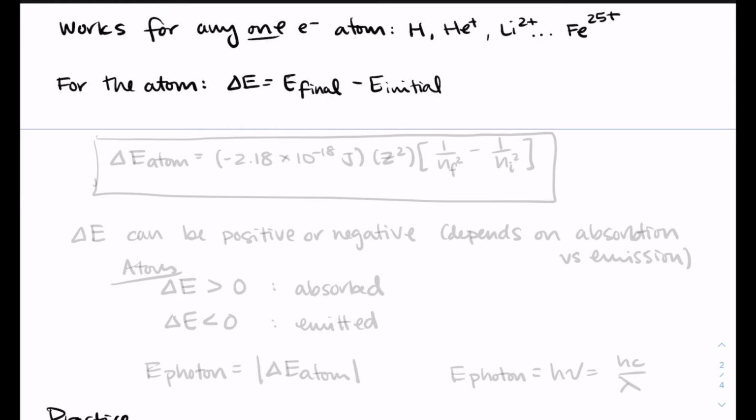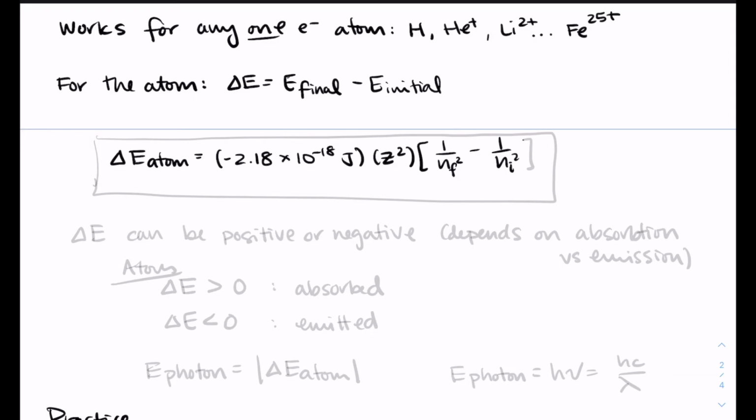Okay, now for the atom overall, the change in energy, well, we calculate it like we calculate any kind of delta value. It's the final energy minus the initial energy. So if you do that for the Bohr equation, where the Bohr equation that we got at first was just for one energy level, if we do it for final and initial, we can factor some things out. Like we don't need to put in the atomic number twice. We don't need to put in this constant twice.